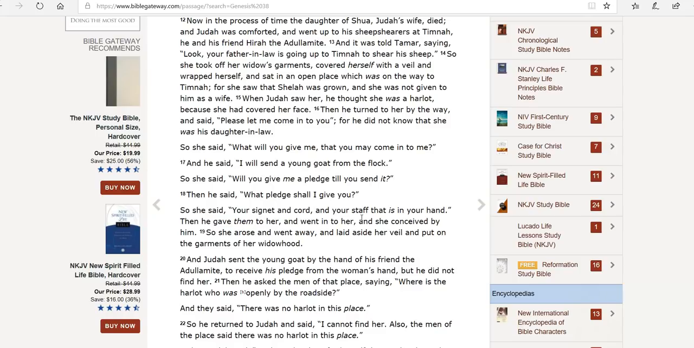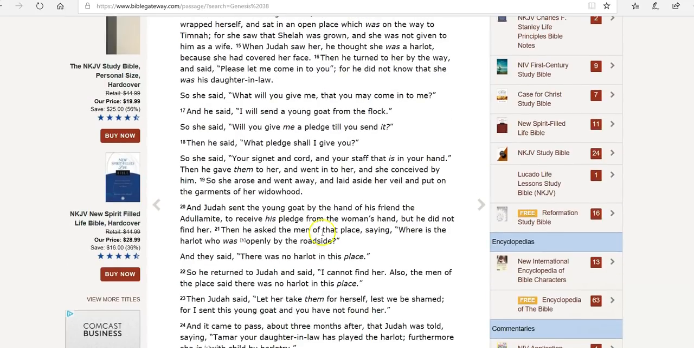Okay? So, let's continue on. So she arose, she took his stuff, and she left. Okay? So, she went on her way. She did conceive. And she went on her way. So now Judah sent the young goat by the hand of his friend, the Adullamite, to receive his pledge from the woman's hand, but he did not find her. He wanted his stuff back, but the guy couldn't find her.